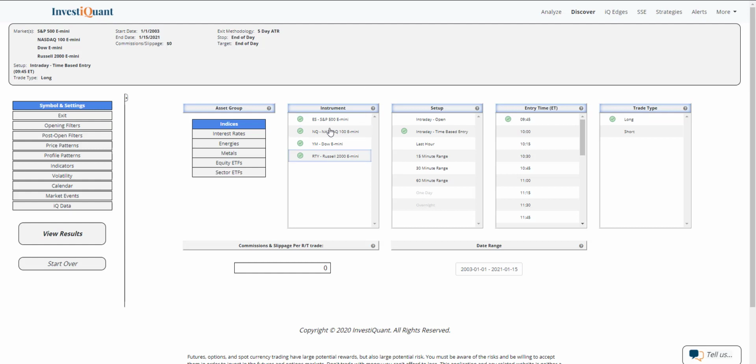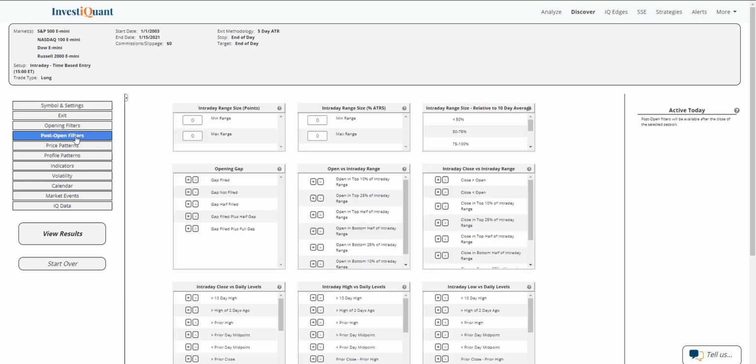So I've got all four instruments selected here. The setup that we're going to be using is based upon entering the market long at 3 p.m. Eastern Time, exiting at the close, which is 4:15 p.m. Eastern Time. Now, to put this price action pattern in here, I'm going into the post-open filters library, and I'm going to say that the 3 p.m. price is in the top 25% of the intraday range.